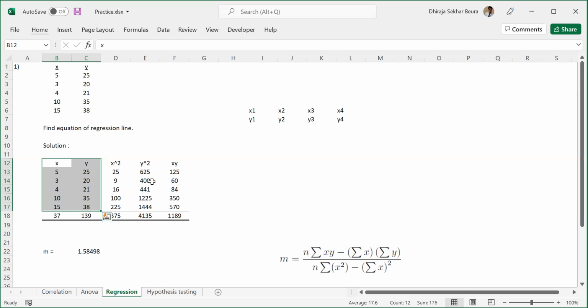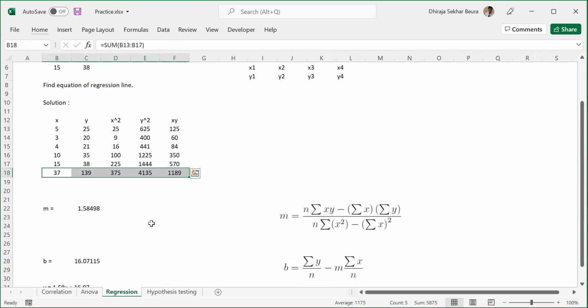You can remember it like that. Regression, there is no difference calculation. You're simply calculating the square of x and square of y, number 1 and 2. Then you are multiplying x and y for each of those items. Once you have done that, calculate the summation of all the columns.